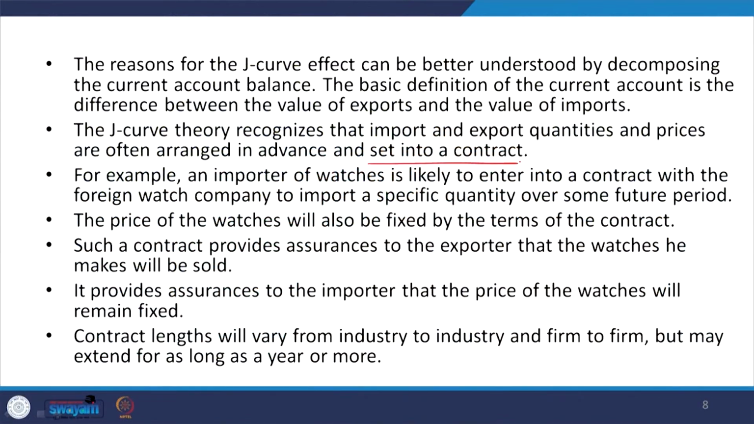So, usually there are lots of contracts between two parties or two countries, and those are made in advance. Like the example we are mentioning for watches, they have a contract with the foreign company to import a specific quantity over a future period, but the price of watches will also be fixed by the terms of the contract. Such a contract provides assurance to the exporters that the watches the country makes will be sold in that specific period as per the contract. This provides assurance to the importers that the price of watches will remain constant. Contract lengths will vary from industry to industry and firm to firm, but may extend as long as a year or more.